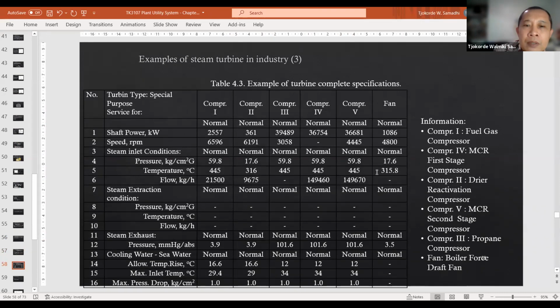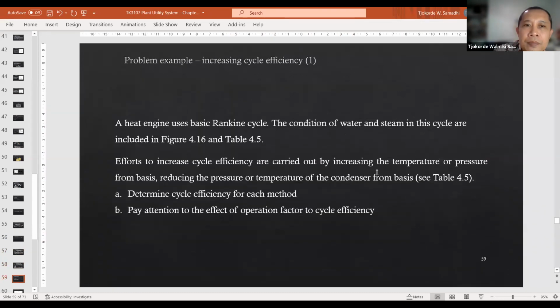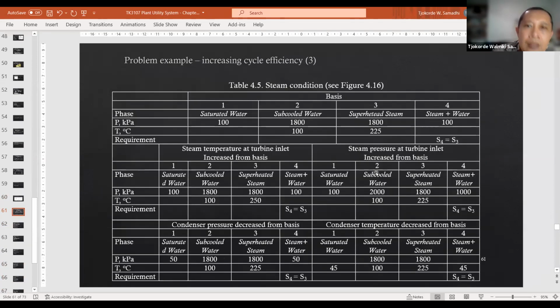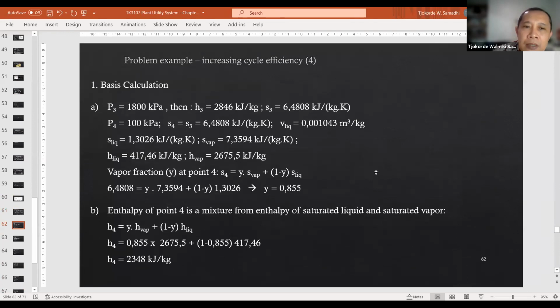Okay, some more examples. I'm going to skip that. What is this one here? Okay, increasing cycle efficiency. Again, we will go through this in our responsive session. Okay, this is a problem example. You can read about it yourself, but we will give you another session with the assistant to sort of guide you step by step through these calculations.